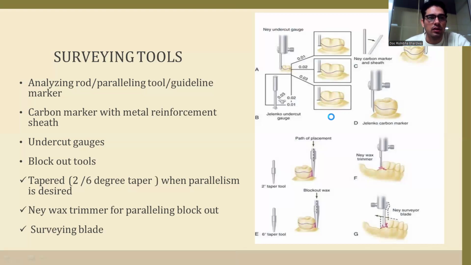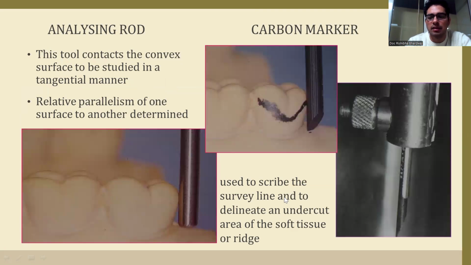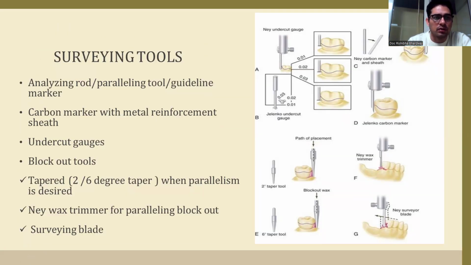Next are the surveying tools: analyzing rod, paralleling tool, guard line markers, carbon markers with the metal reinforcement sheath, undercut gauge, and block out tools, which are tapered. Basically, they are tapered 2 to 6 degrees. When parallelism is desired, we have the nave X trimmer for the paralleling block out, and the surveying blade. These blades are used to trim the wax when we are doing the wax blockouts. These can be used for the FPD purpose also.